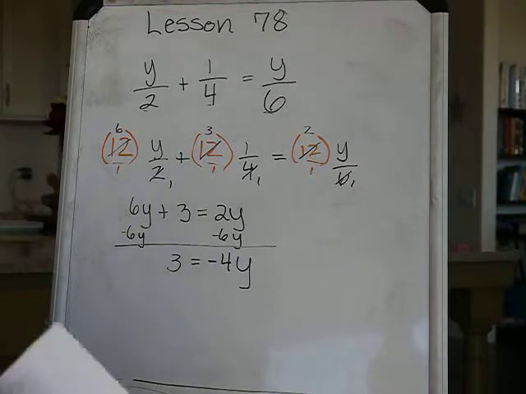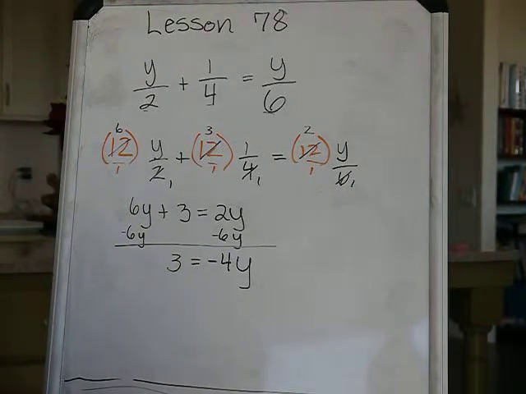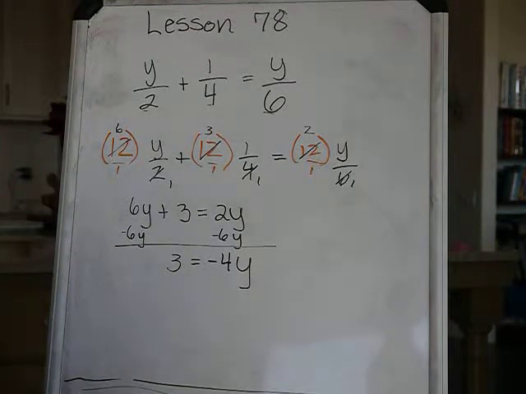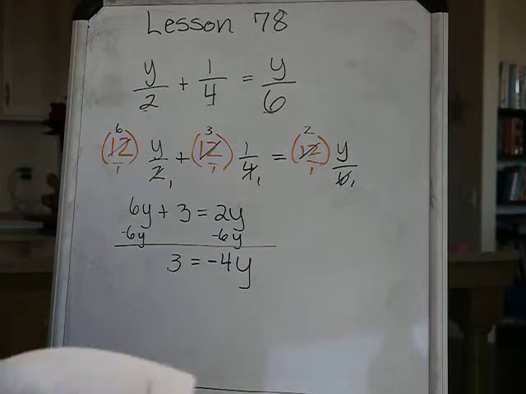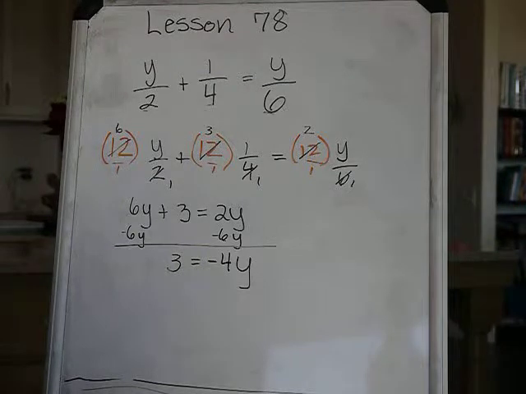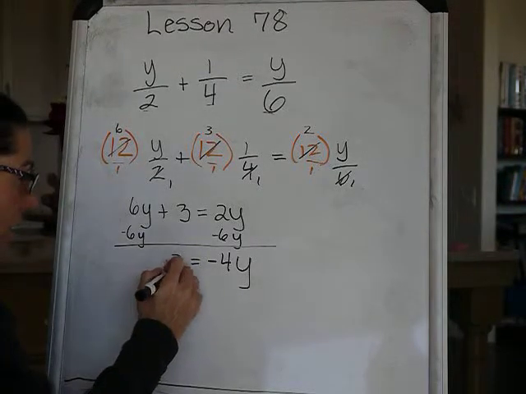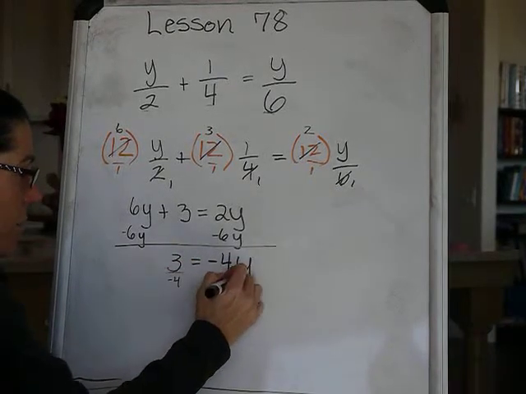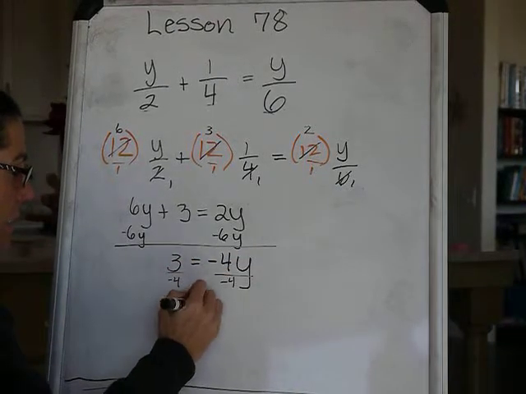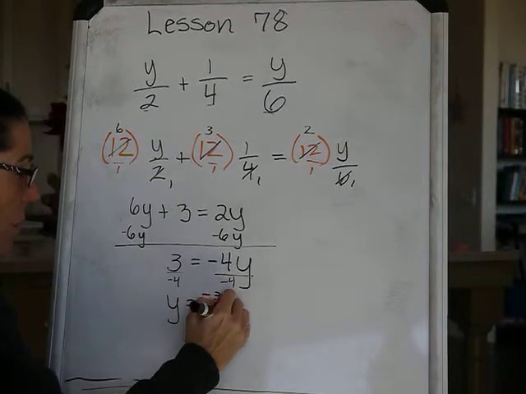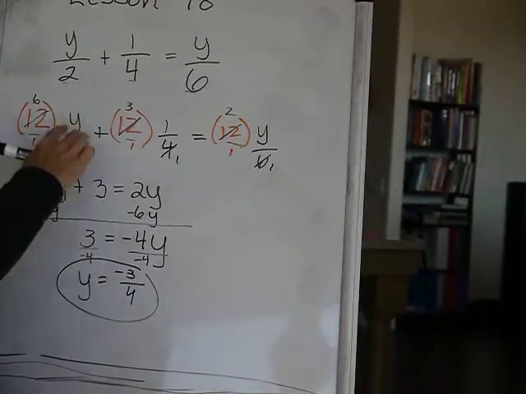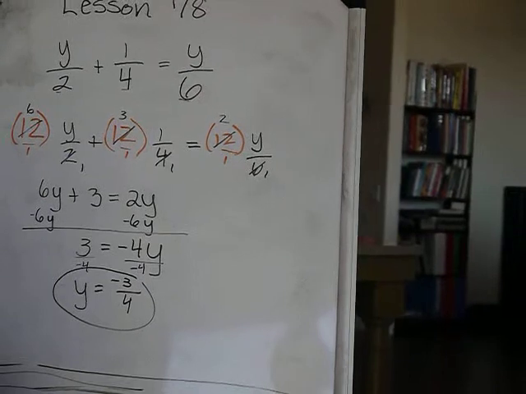Now we are going to end up with something that might make you uncomfortable. Y equals negative 3 over 4. A fraction as an answer can give you an uneasy feeling, like you did something wrong. But honestly, if they started with fractions, there's a high chance that you might end with fractions.